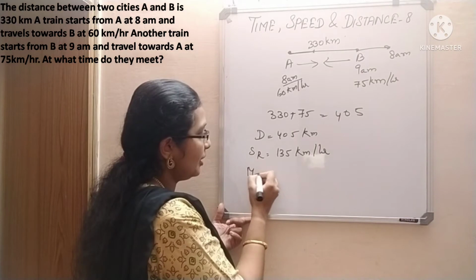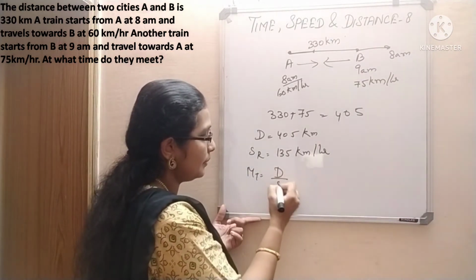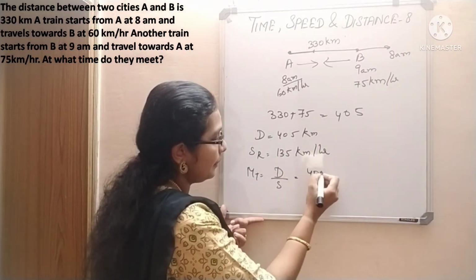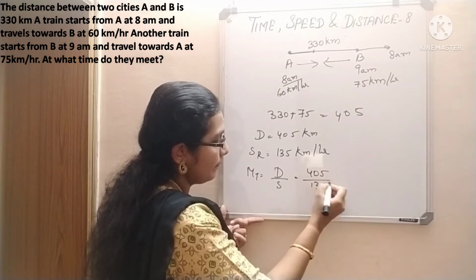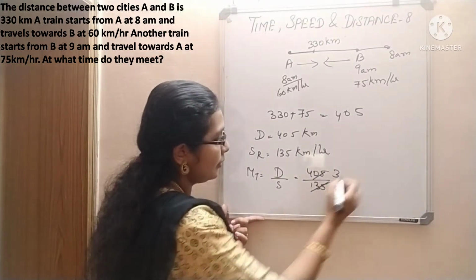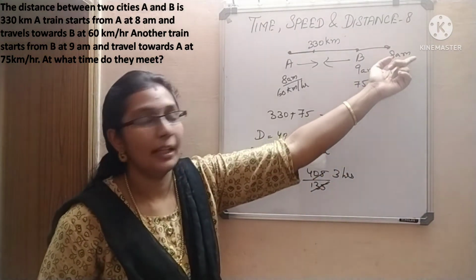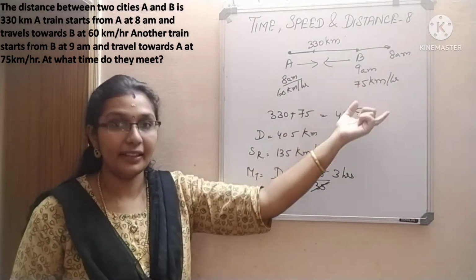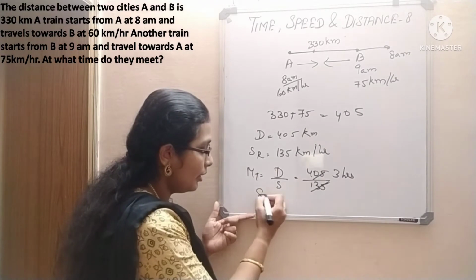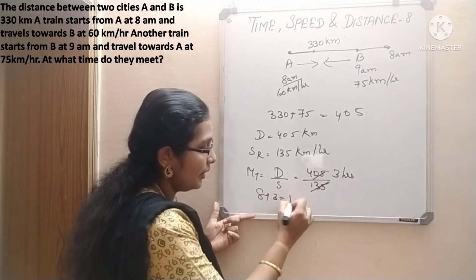Meeting time is equal to distance by speed, which is 405 by 135. That is 3 times, so 3 hours. From where? From 8 am, because now we have considered it as 8 am only. So after 8, 3 hours means 11 am.